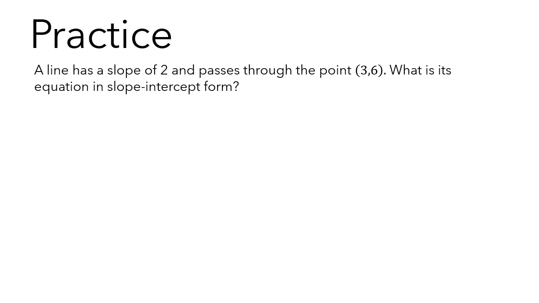A line has a slope of 2 and passes through the point (3, 6). What is its equation in slope-intercept form? So remember, slope-intercept form is y equals mx plus b. Here we're given the slope equals 2, and then we're told one point, I'll say (x, y) equals (3, 6). So all I need to solve for here is b.